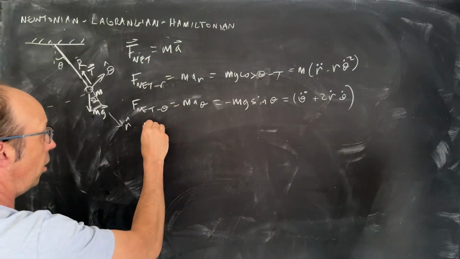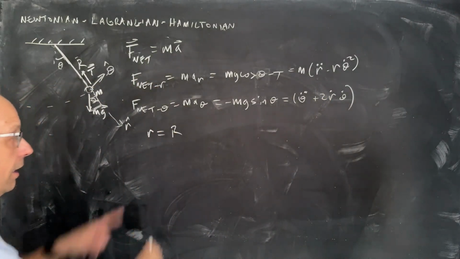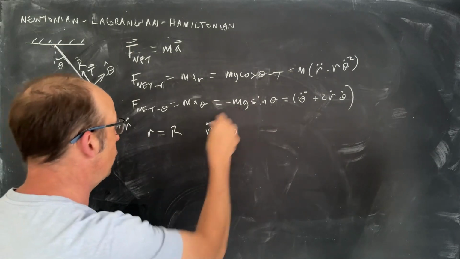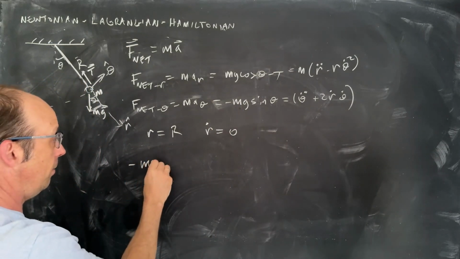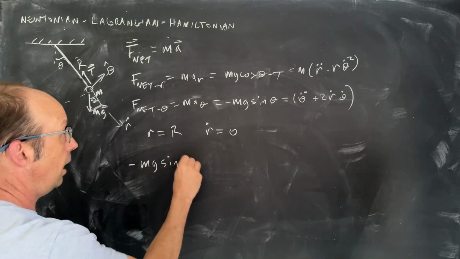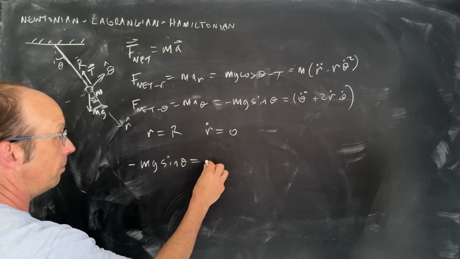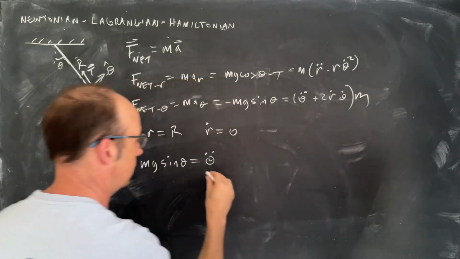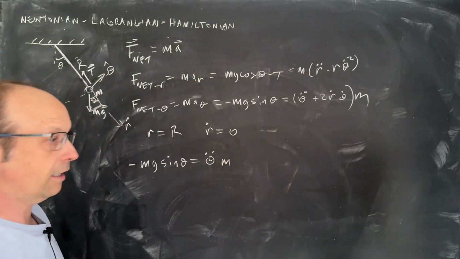So here I can say r is equal to r. It's constant. So that means that r dot is equal to 0. This equation now becomes negative mg sine theta is going to be theta double dot. Oh, mass. I forgot the mass. M theta double dot.